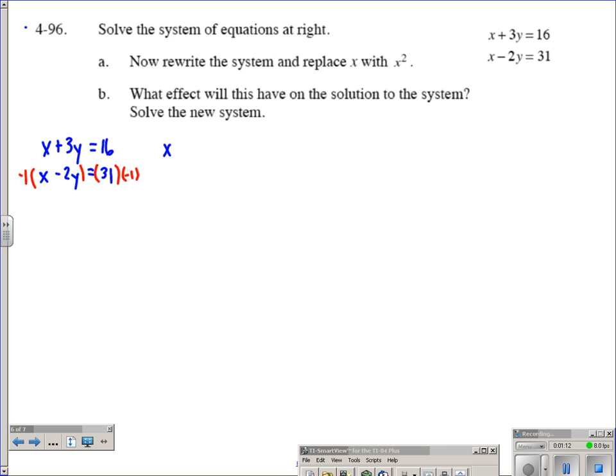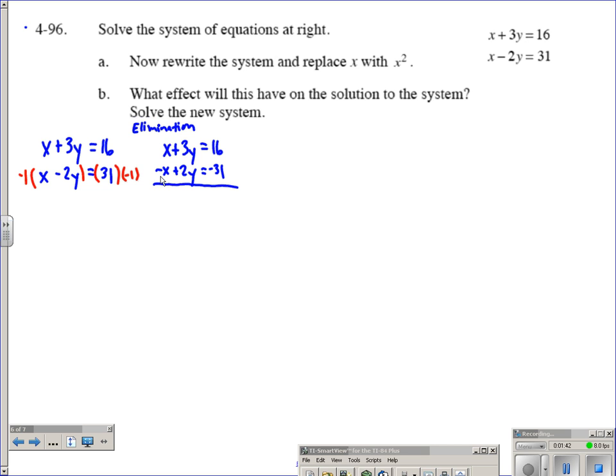So I have x plus 3y still on the top equals 16. -1 times x gives me that negative x. -1 times -2y gives me plus 2y. And then 31 times -1 gives me -31. So I'm just using elimination there. In case your sound's messed up, maybe that'll help somebody with knowing what's going on.